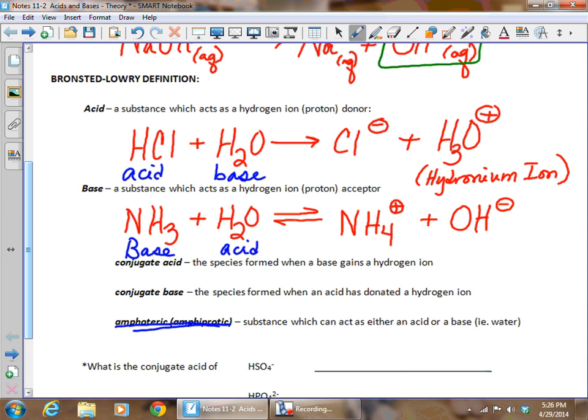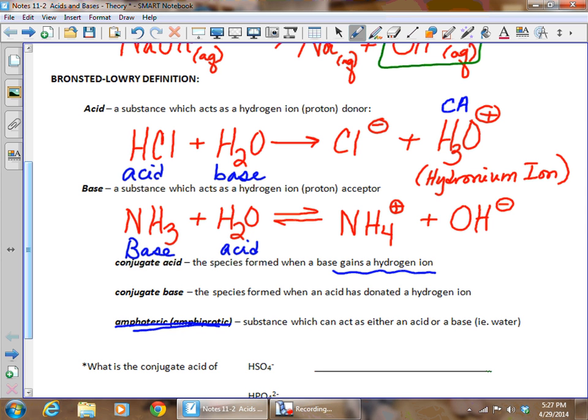In addition, formed in a Bronsted-Lowry acid-base reaction is something called a conjugate acid and a conjugate base. A conjugate acid is formed when the base gains a hydrogen ion. So if we look up in our first example, the base was water. When it gained a hydrogen ion, it became H3O plus, so this is our conjugate acid, and I'm just going to label it Ca.